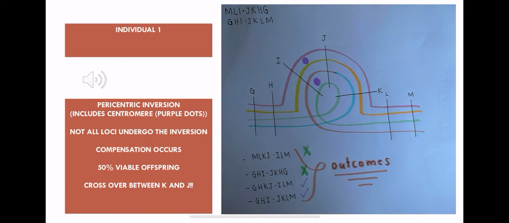The inversion causes compensation because of the looping. This is due to trying to align the loci. Not all of the outcomes are viable, only 2 of the 4 or 50%. 2 of the outcomes are not viable because there are duplications in the loci. There is also a crossover between J and K, and gametes produced are listed to the right.